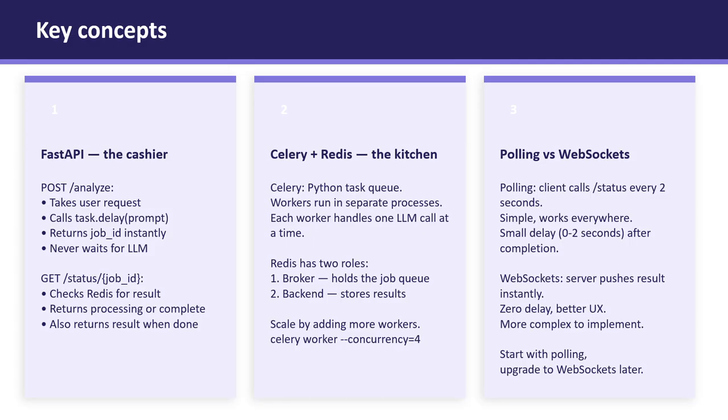Next is key concepts. 3 components to understand. First, FastAPI, the cashier. It has 2 endpoints. The enqueue endpoint receives the prompt, calls task.delay, and returns the job identifier. It never waits for the LLM. The status endpoint takes a job identifier, looks it up in Redis, and returns the current state, either queued, processing, complete, or failed. It also returns the result when complete.